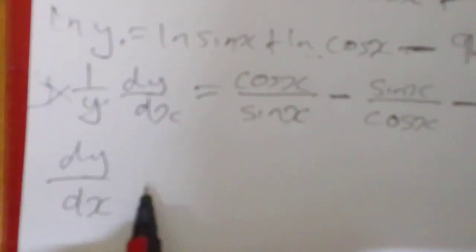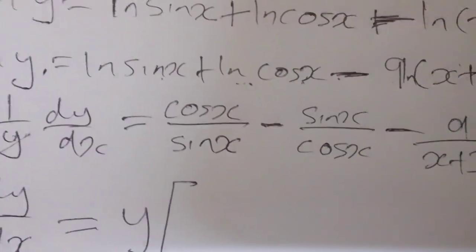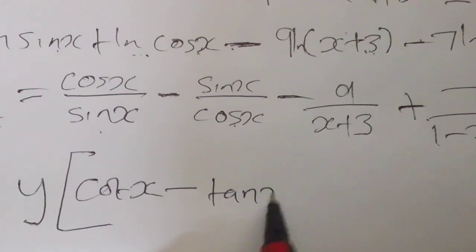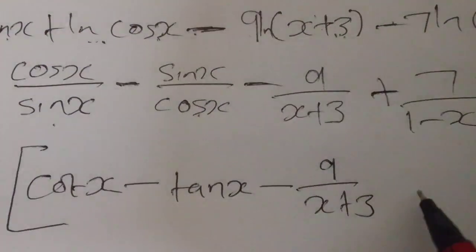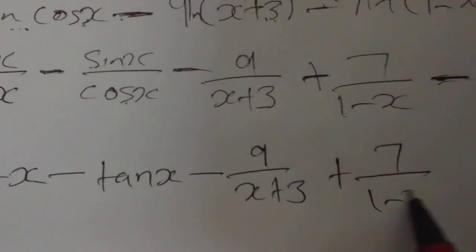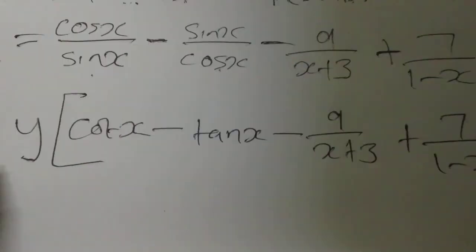If you multiply by y, it means on this side y cancels, so you're going to remain with dy/dx is equal to y times the bracket. What is cos x over sin x? It is cot x, minus what is sin x over cos x, which is tan x, minus 9 over x + 3, plus 7 over 1 − x, plus 1. You close the bracket. Now you have y in the equation.